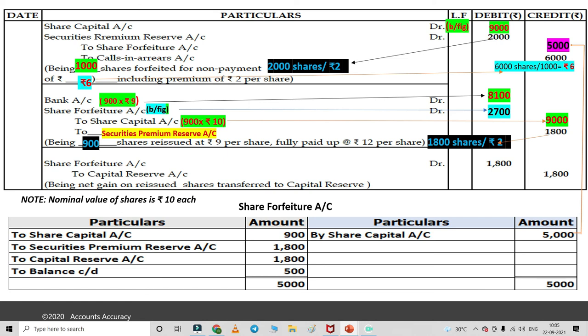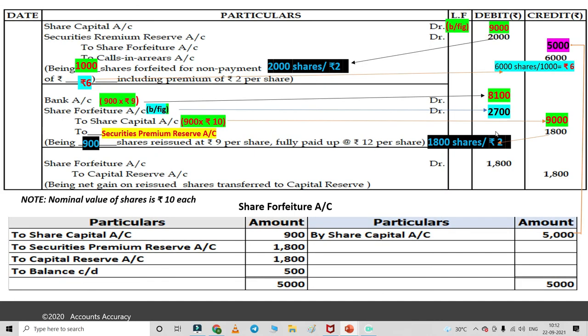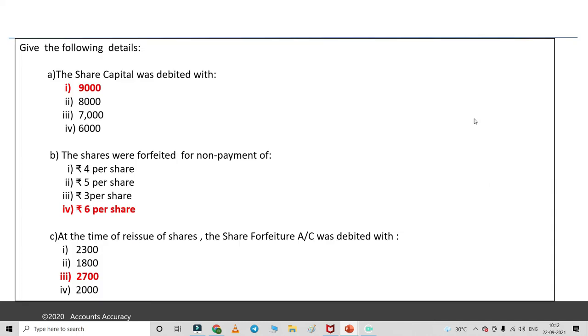Now let's do the MCQs based on it. Now the next question is, at the time of reissue, share forfeiture account was debited with what value? We can see here we have found out that share forfeiture was debited with 2,700 at the time of reissue. Hence the correct option would be 2,700.